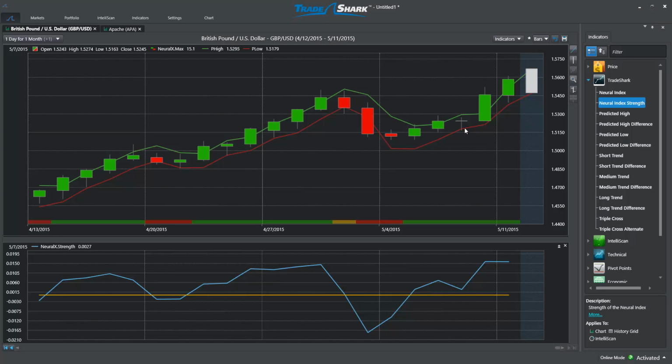of accuracy. It is this technology and approach to markets that allows TradeShark customers to have a huge edge and consistently be aware of market conditions that lead to profits.